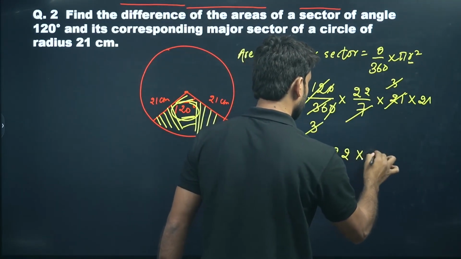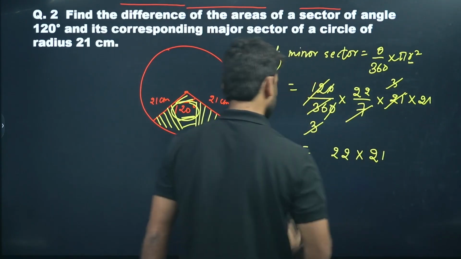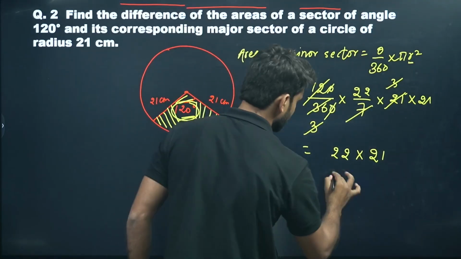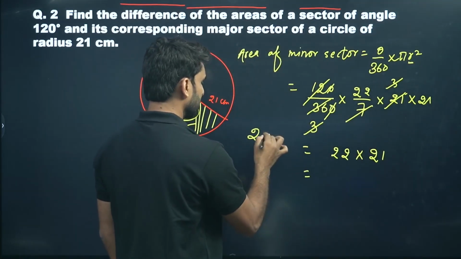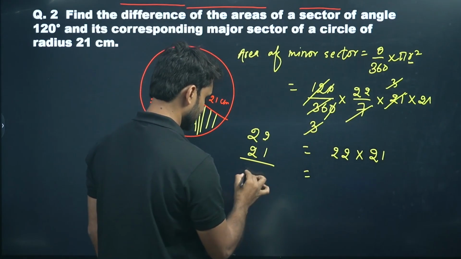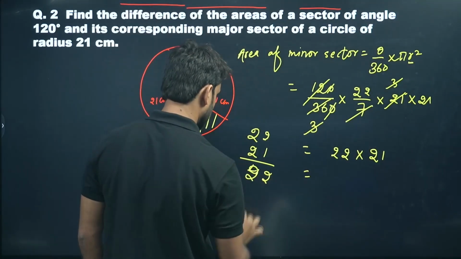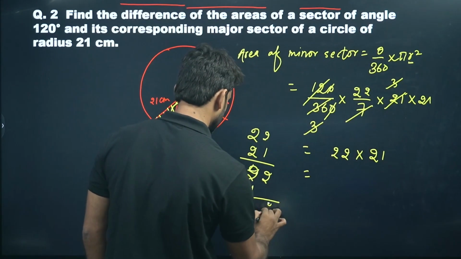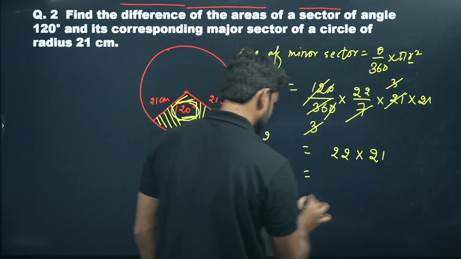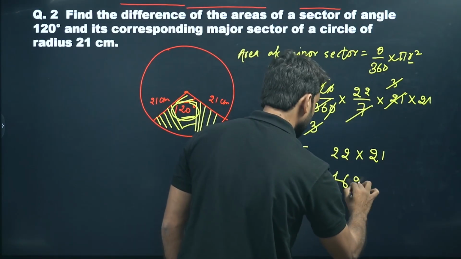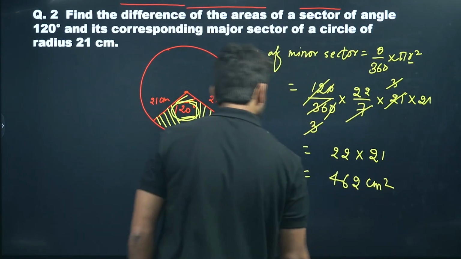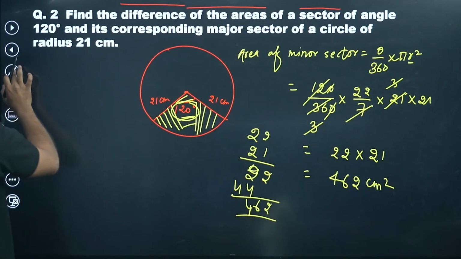22 into 21, 462 will be there, I think. 462. Let it clear because the calculation should be correct. Sorry, 22. Okay, 44, yeah, 462, I was correct. 462 centimeter square. So this is the area of minor sector.